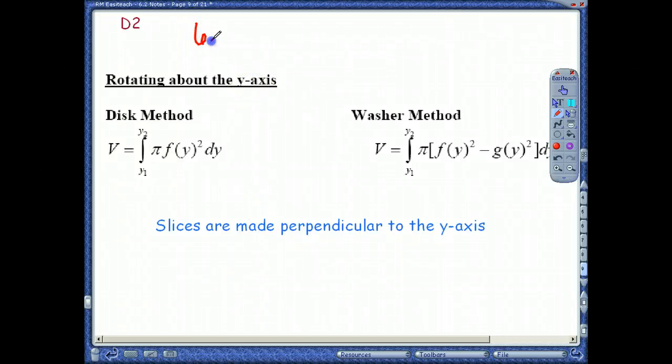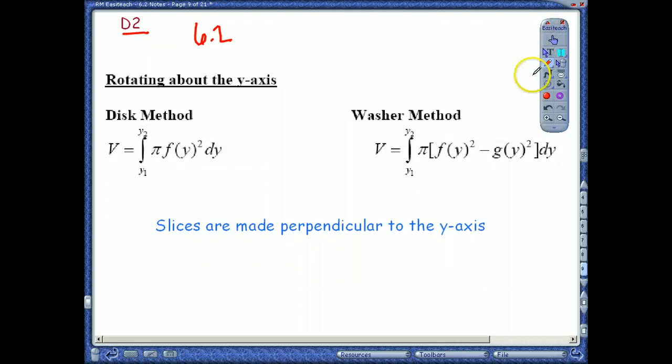Hey, this is 6.2, day 2. We are now going to be rotating about the y-axis. And just like what we talked about in the first day, when you are rotating it about a certain axis, you have no choice. If it's rotated about the y-axis, everything has to be in terms of y. So if you've got an equation, you better solve it for x so that you have nothing but y's to plug inside here. Okay? You're going to have the same two options as you had yesterday.